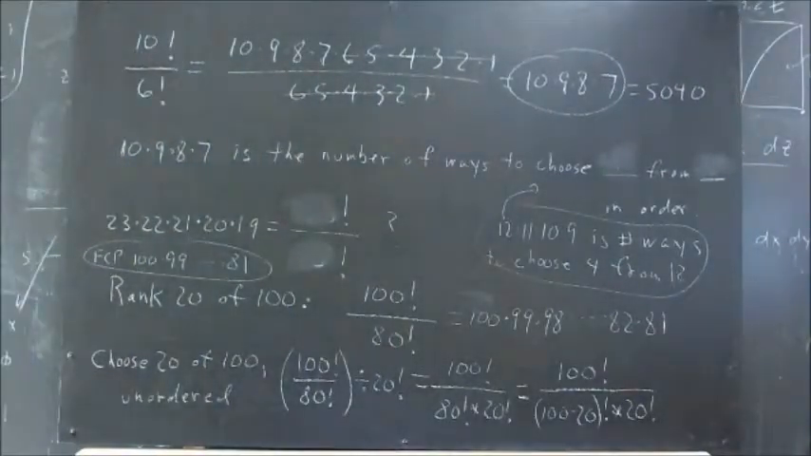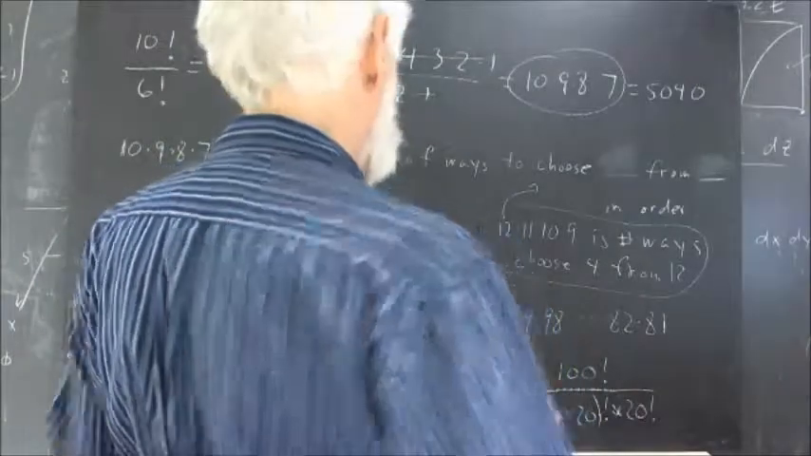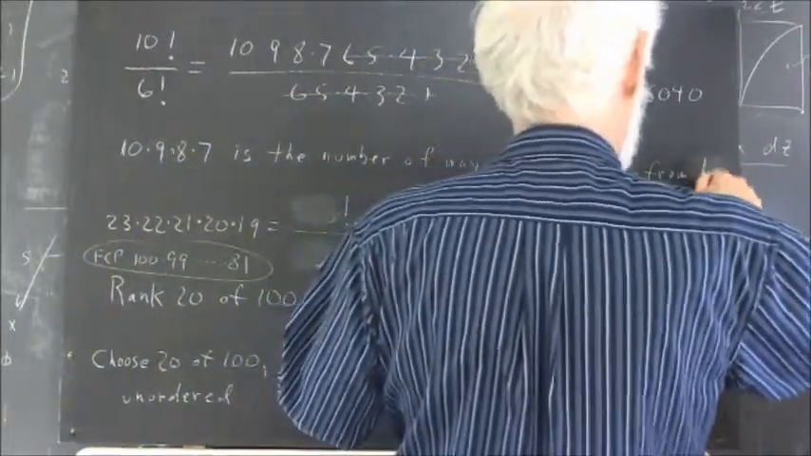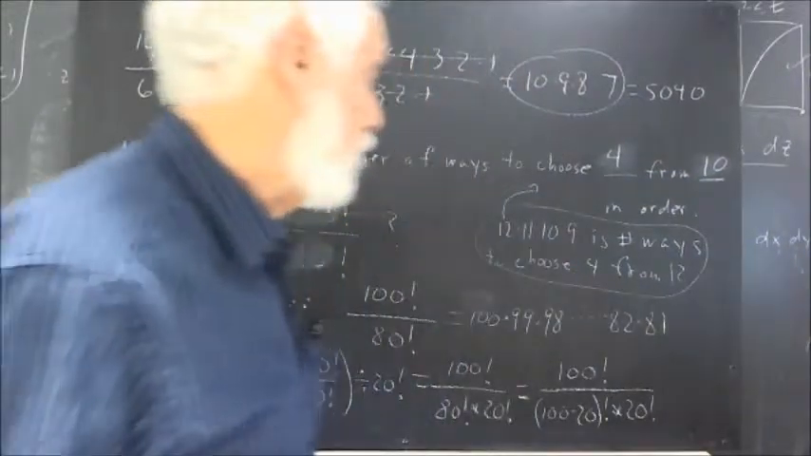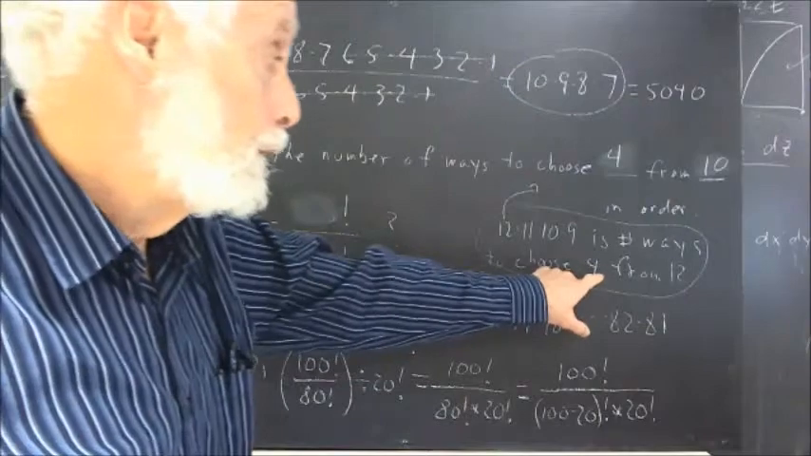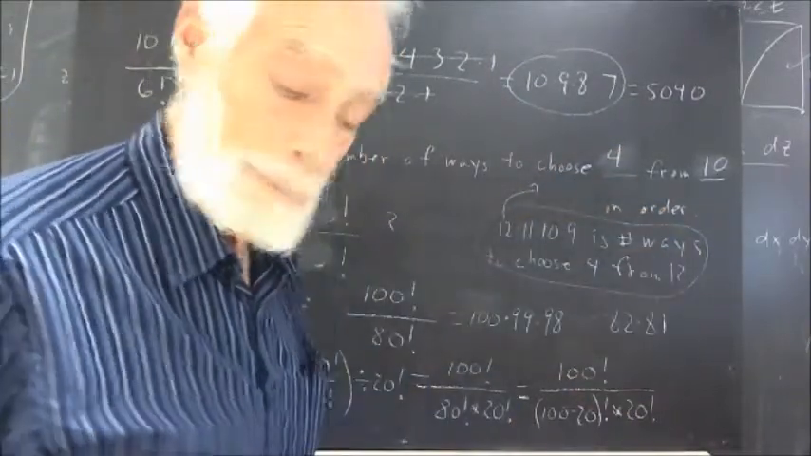You should fill in those blanks. You should have filled them in. And it's the number of ways to choose 4 objects from among 10 objects. In the same way, 12 times 11 times 10 times 9 is the number of ways to choose 4 from 12 objects. And that choice is in order.